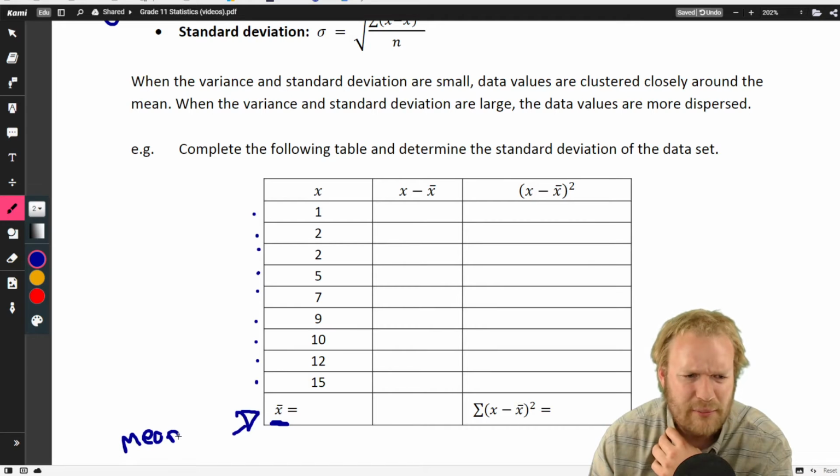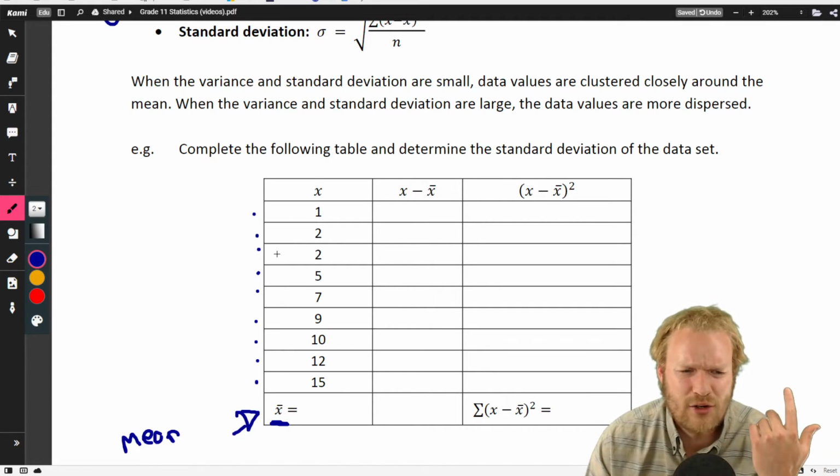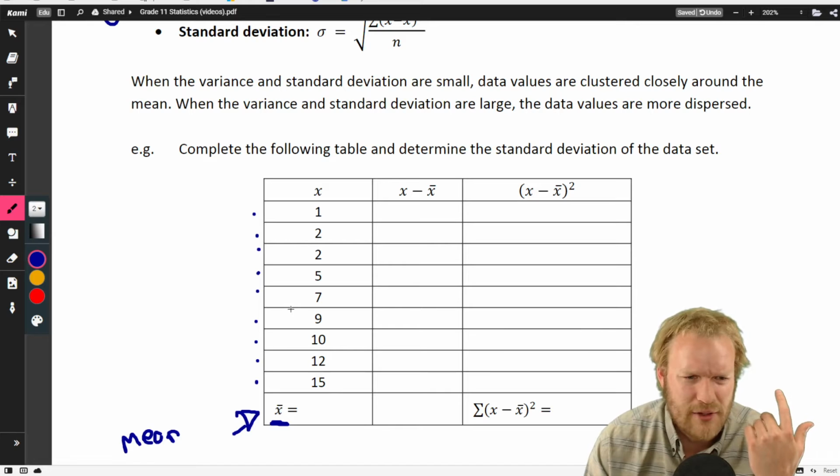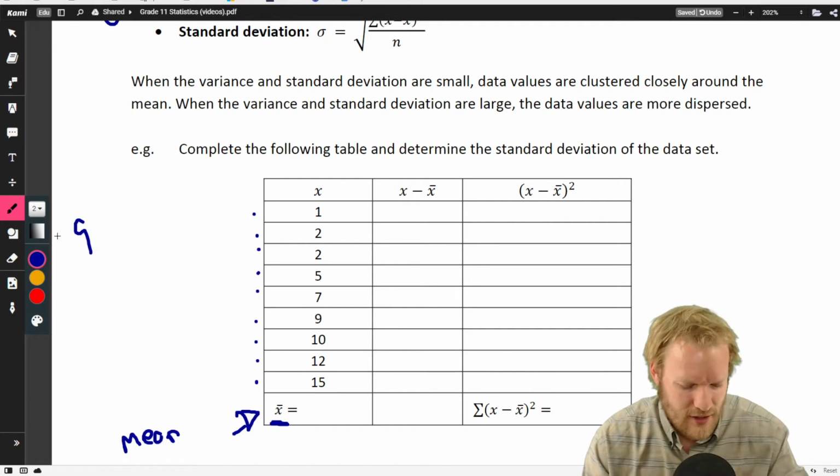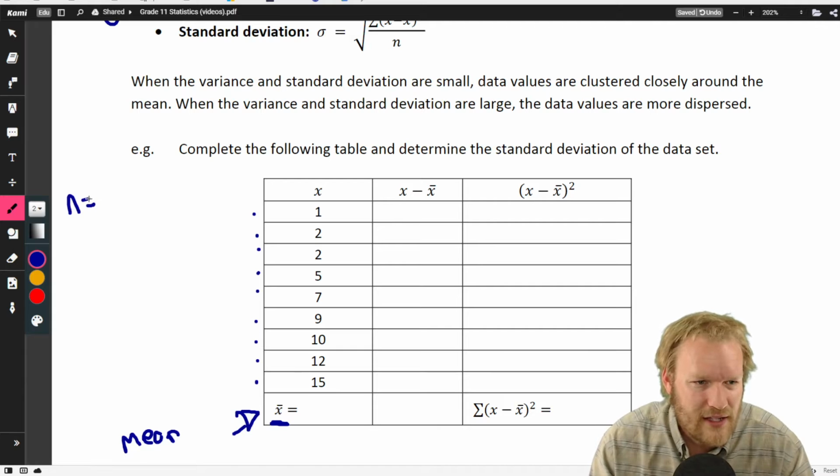How do we work out the mean again? We just add these all up and divide by the number there were. I think we said there were 9 of them, right? So I'm going to write here n equals 9, so we can keep track of that.